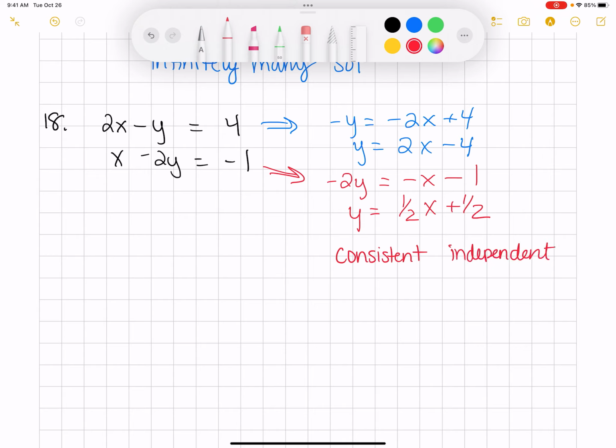I like to think like if you're an independent person, you like to do stuff by yourself, so it's like one solution, one person. This is the way I kind of have to remember them because I tend to mix them up.